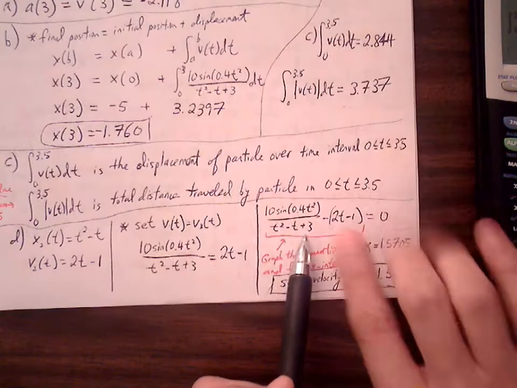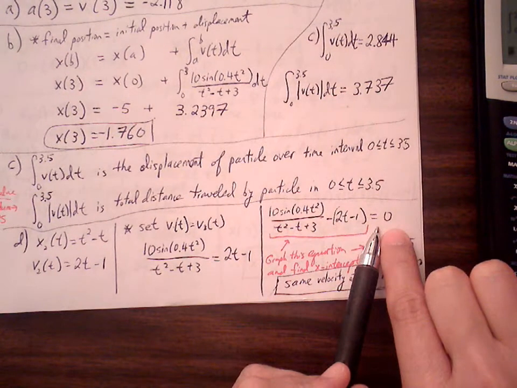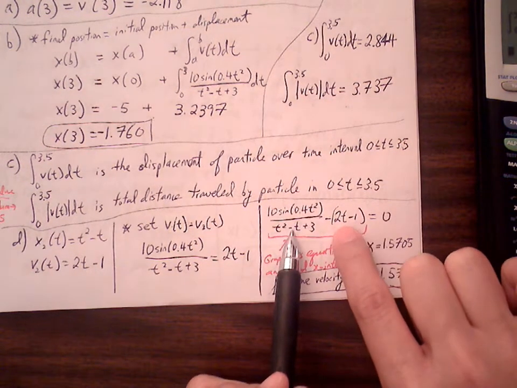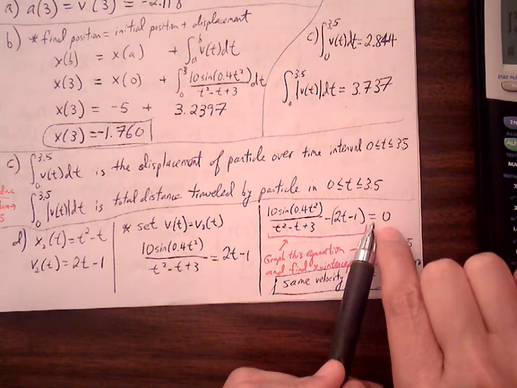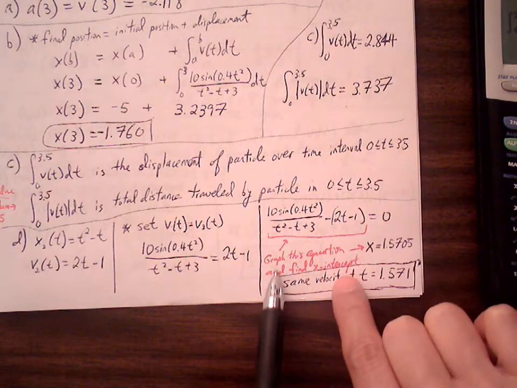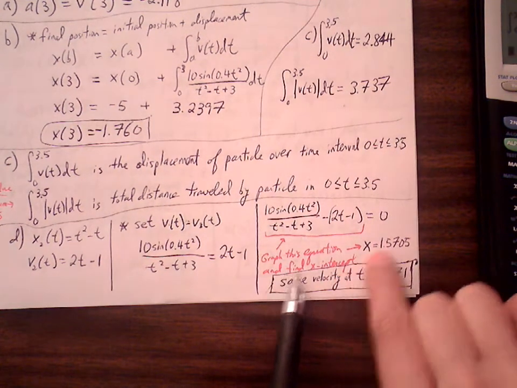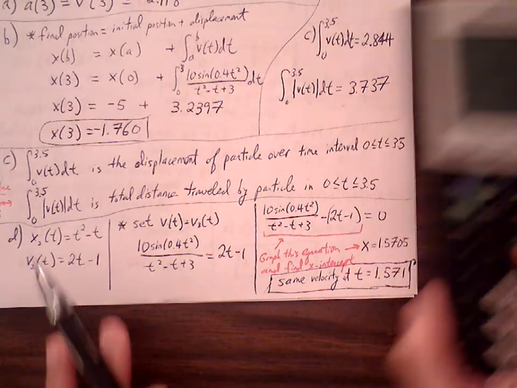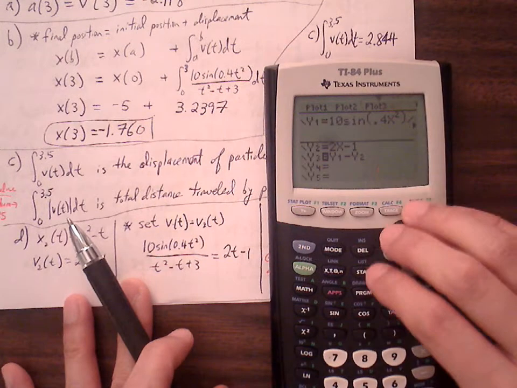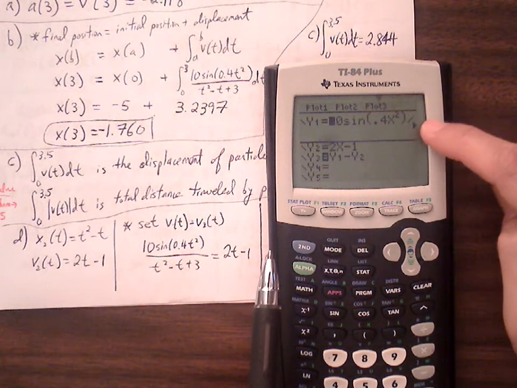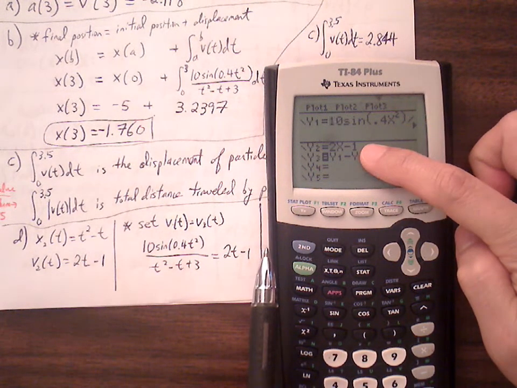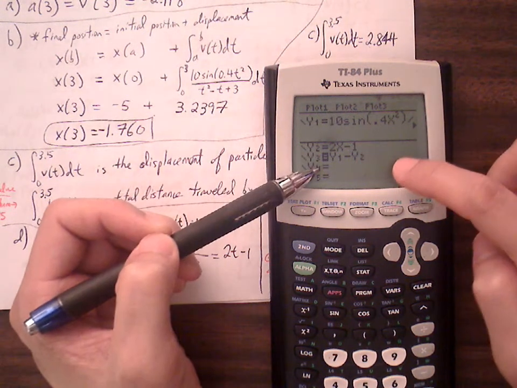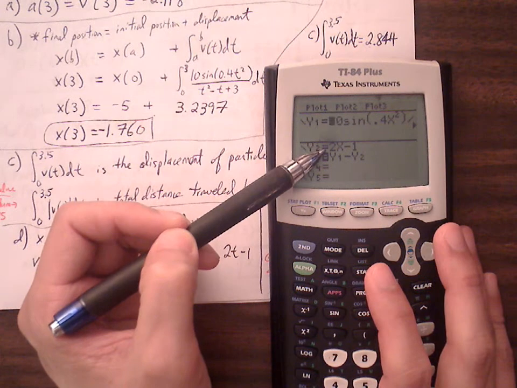and now that we have everything on one side with 0 on the other, let's just use our calculator to graph this expression and see where this graph actually crosses the x-axis. So if we graph this equation and look for the x-intercept, then we have the t-value that will make this a true statement. So I'm going to go back to my y1, which holds my initial velocity function. My y2 holds my new velocity function, 2t minus 1. And I'm just going to graph the first velocity minus the second velocity.